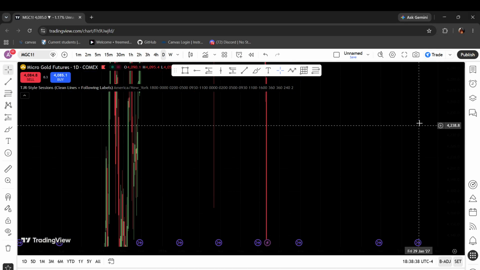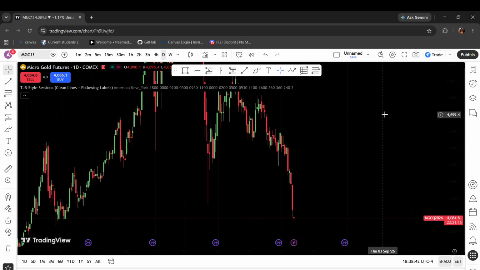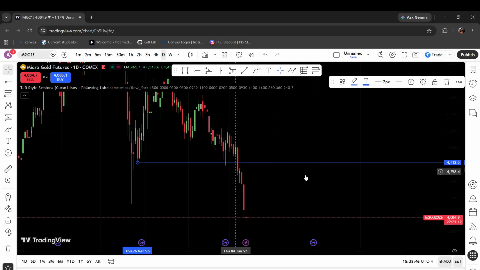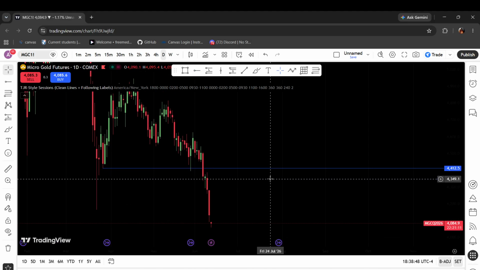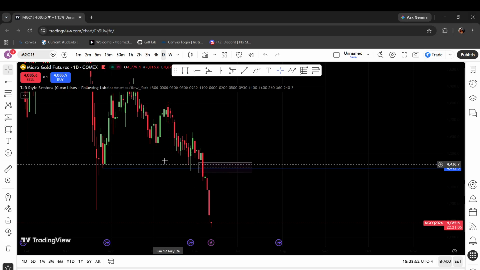So first, I look at the daily time frame. I see how the daily time frame is moving. I usually want to mark out areas of liquidity, so I want to mark out maybe one area here. I also want to mark out one fair value gap of the 4 hour right here.